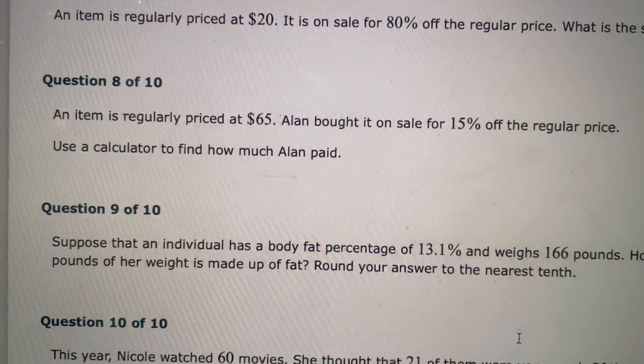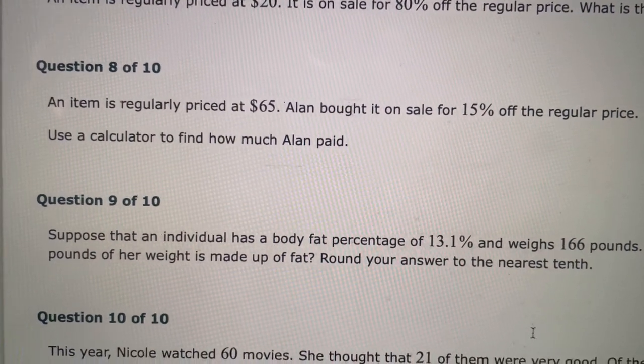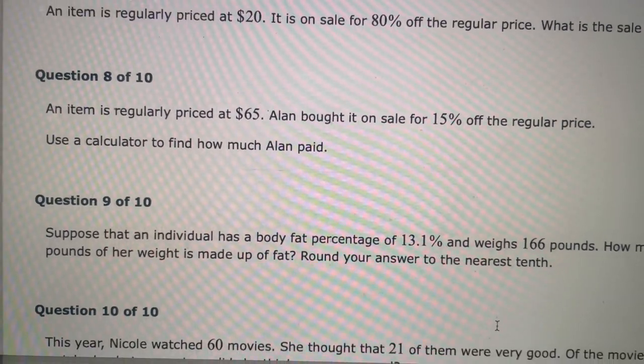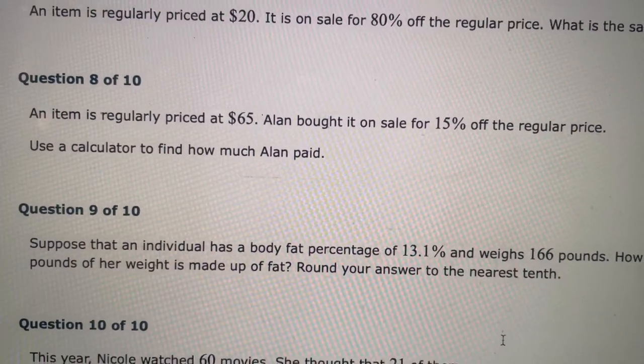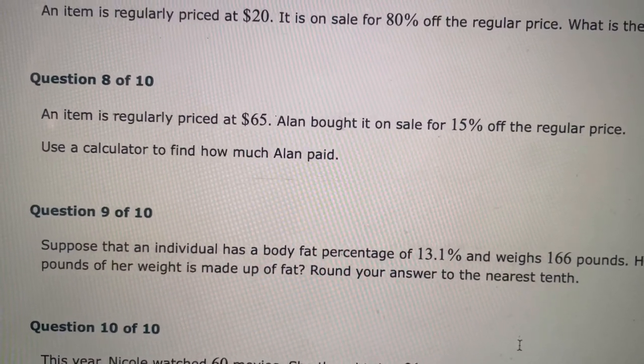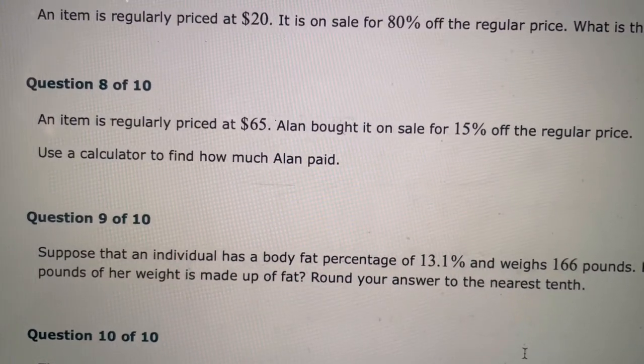Number 8. An item is regularly priced at $65. Alan bought it on sale for 15% off the regular price. Use a calculator to find how much Alan paid.